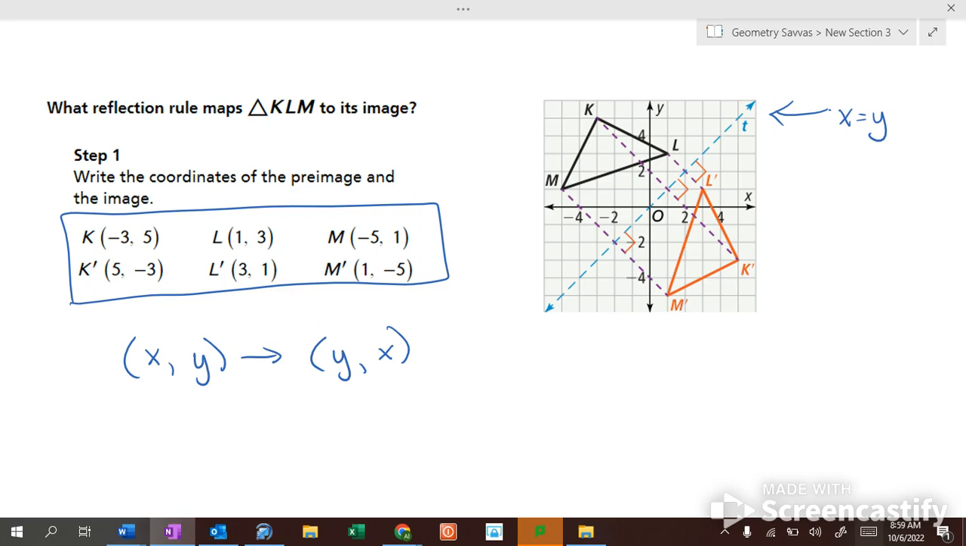Negative 3, 5 becomes 5, negative 3. 1, 3 becomes 3, 1. And negative 5, 1 becomes 1, negative 5. Okay?